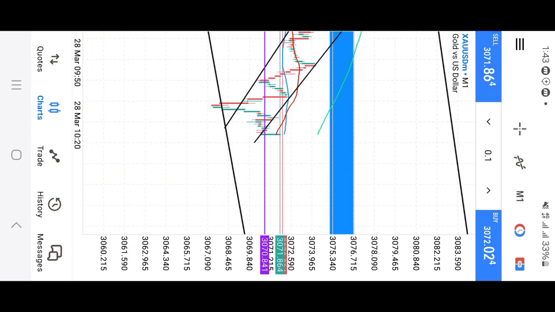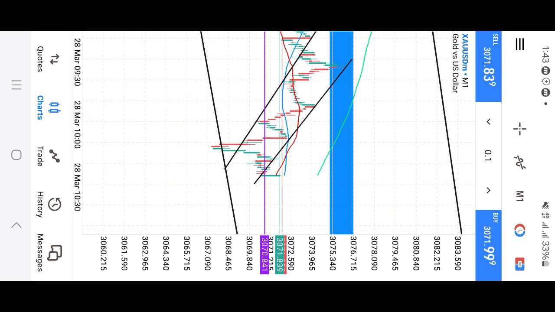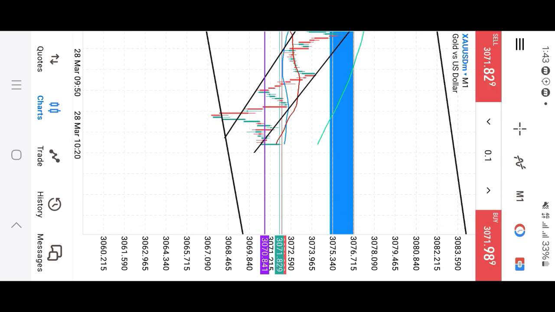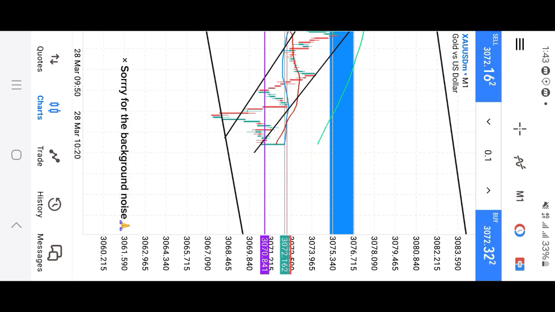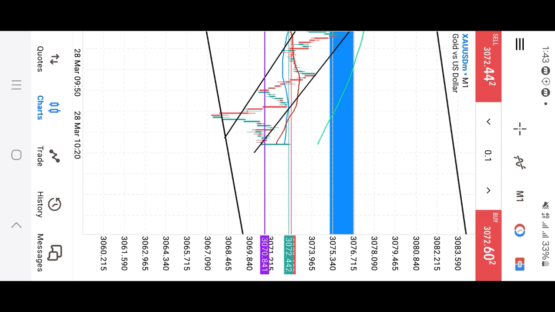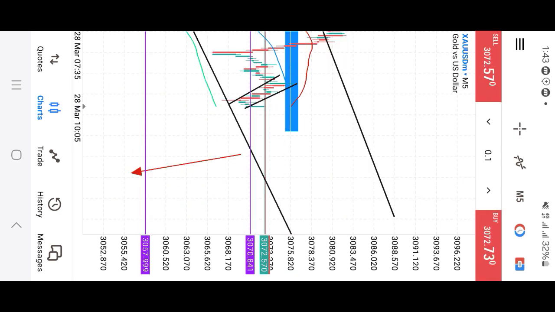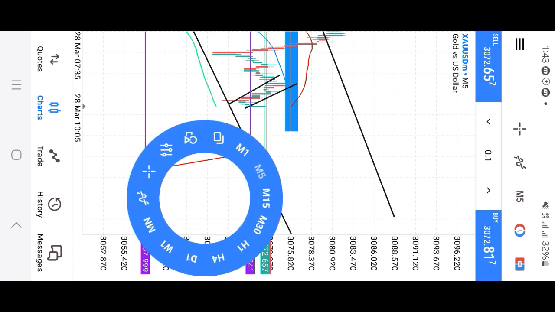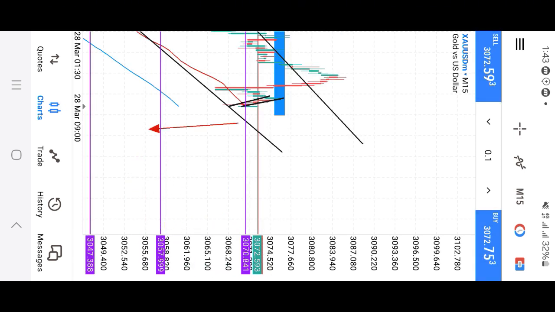Oh, the price breaks up. So I got my bias now. The price breaks up. So it's making up. So it also breaks the EMA, so there is volume around here. There is also movement. So let's see if I can.